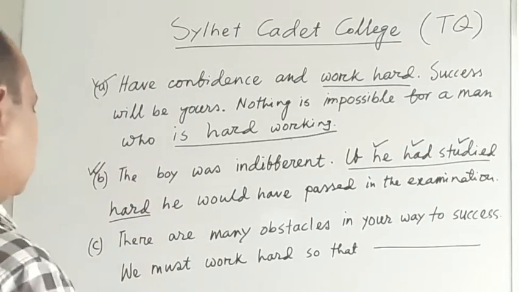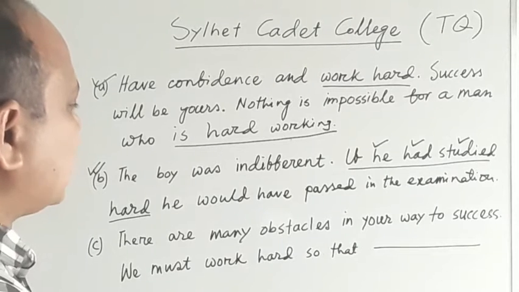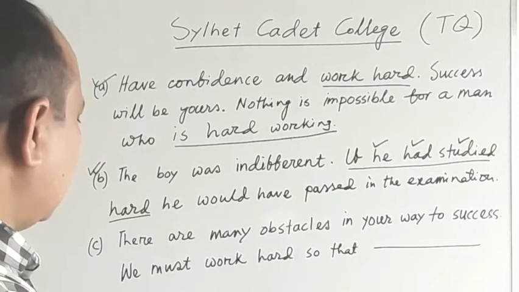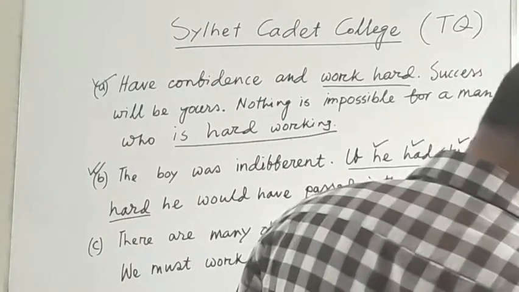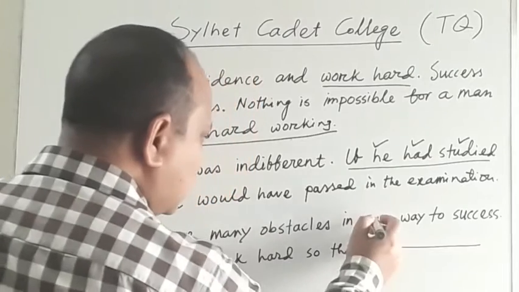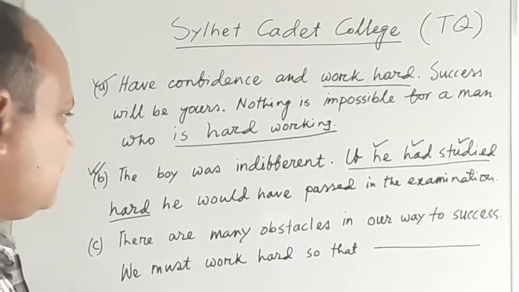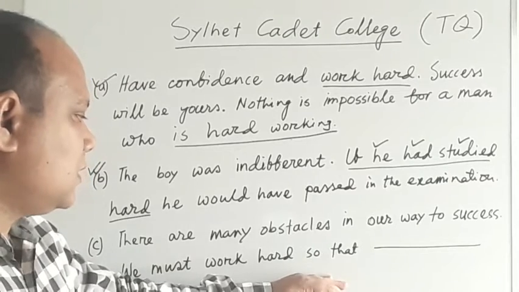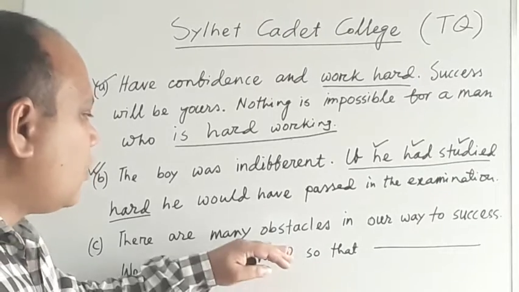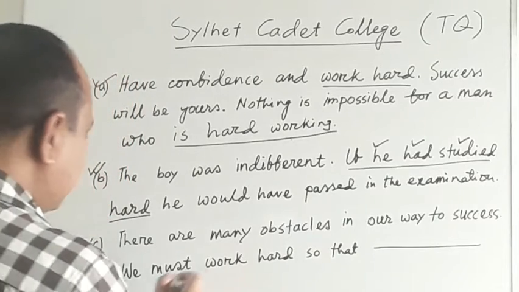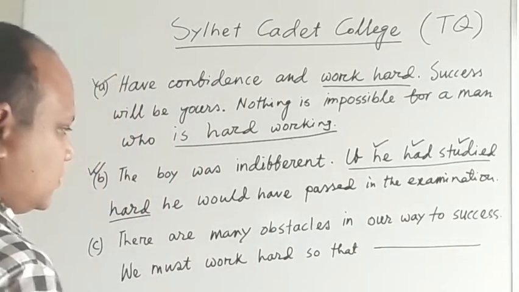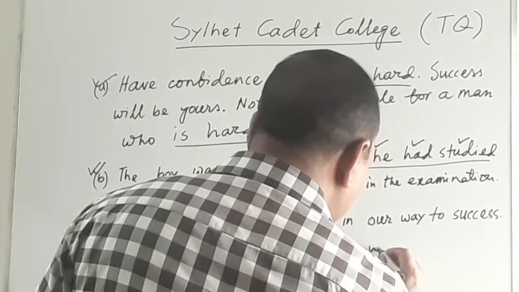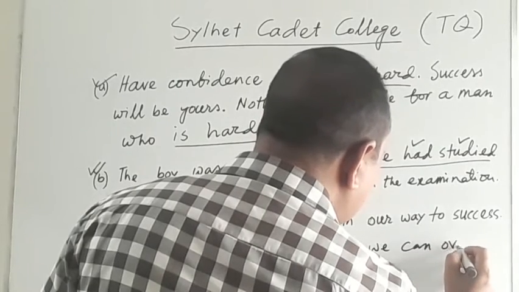Now come to 3. There are many obstacles in your way to success. We must work hard so that. So there are many obstacles in where? In our way to success. So we must work hard so that. If we work hard, what can we do? We can overcome the obstacles. So we can definitely write, there are many obstacles in our way to success. We must work hard so that we can overcome.